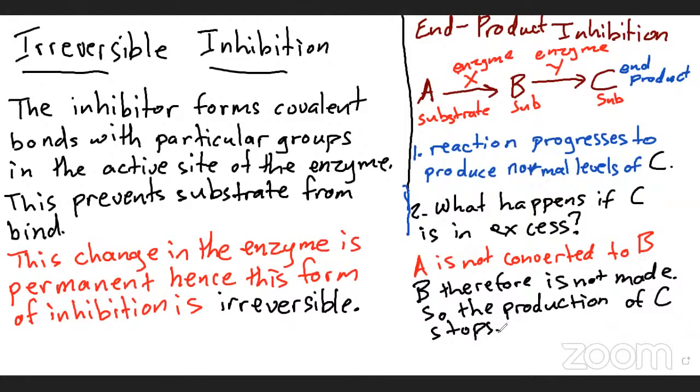All right, so if C is in excess, it stops the conversion of A into B. So it is basically inhibiting enzyme X. Enzyme X is inhibited. So again, end product inhibition. End product is the final compound in the reaction sequence. When the level of it is high, it is going to stop the conversion of A into B by inhibiting enzyme X. High levels of your end product inhibit the reaction that starts the process. All right, so that is what end product inhibition is.